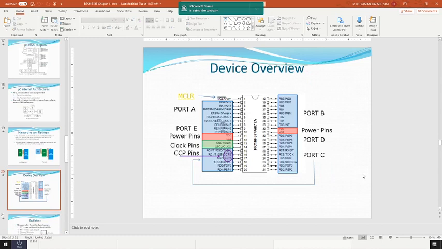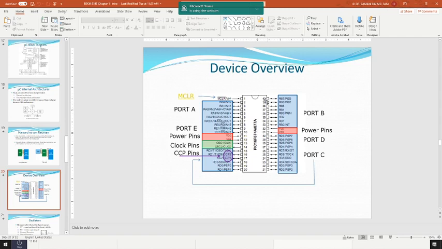In my book, the first page will be this one. This is the one where you have to look at and understand most of the grouping of the pins. You can see that these are your pins from 1 to 40. This is a 40-pin PIC16F877A. Or this is the 877, the same packaging but a different model. But we are going to use the PIC16F877A. So this is the pin diagram.